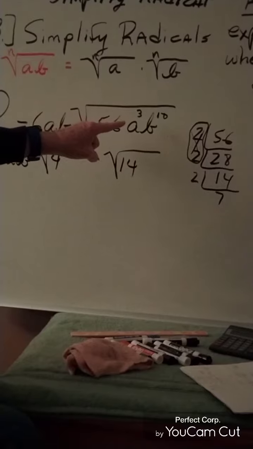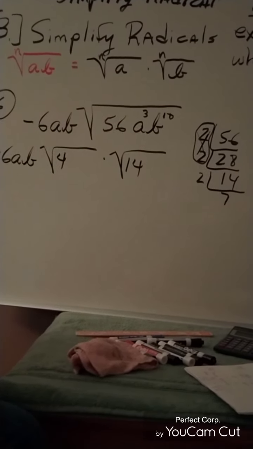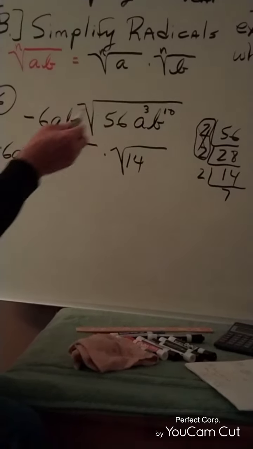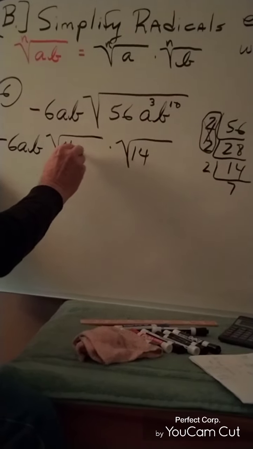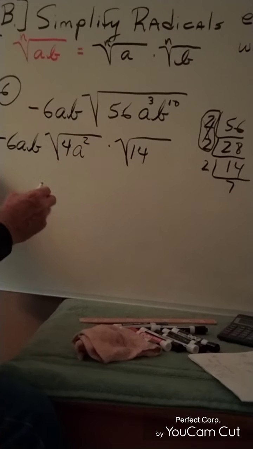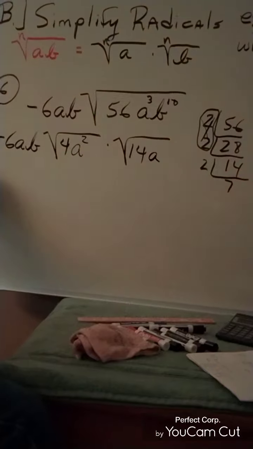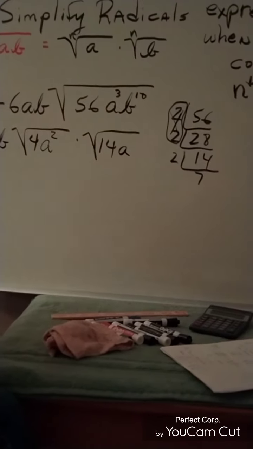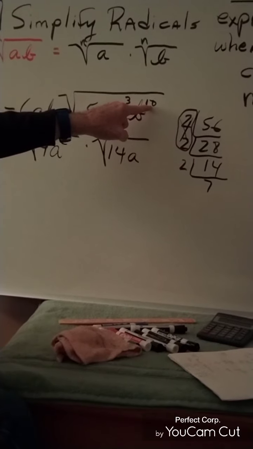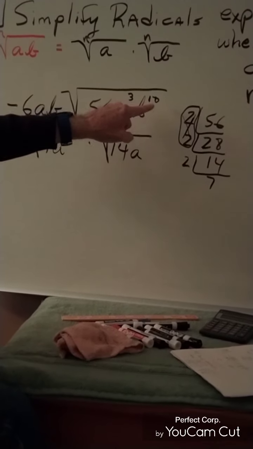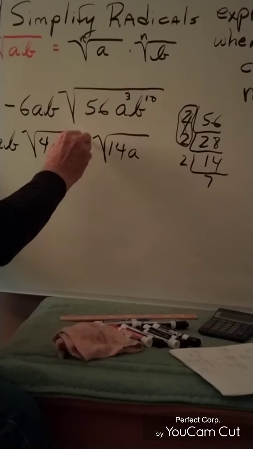Now let's go to our letters. We've dealt with 56 now. A to the 3rd. 3 is odd. Decrease that 3 by 1. In the rational house, you'll have an a squared. In the irrational house, you'll have an a. B to the 10th. He is even. So you don't have to subtract anything. You put that entire b to the 10th in the rational.